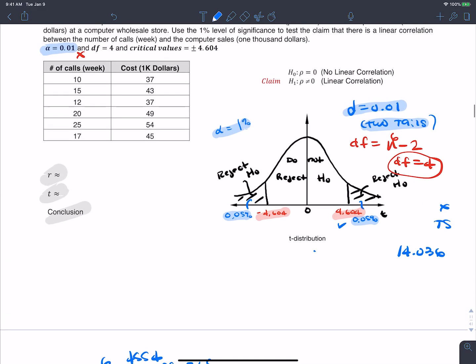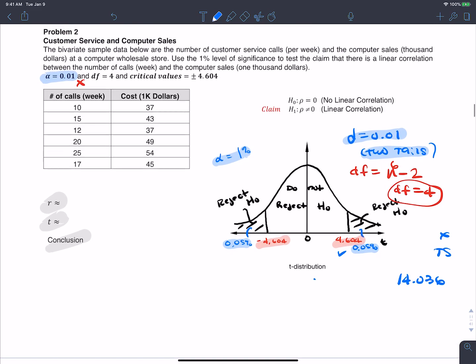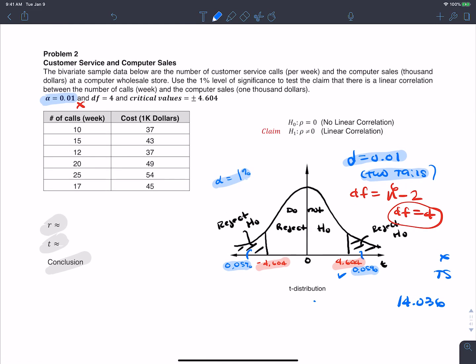And here's the thing about that. What neighborhood is this actually in, right? This is really in what? Let's paint this. This is in the reject the null neighborhood. So when we reject the null, we say, okay, null, you're gone. The null is now rejected. It's gone. So what's the conclusion going to be here? See this here? There is a linear correlation.